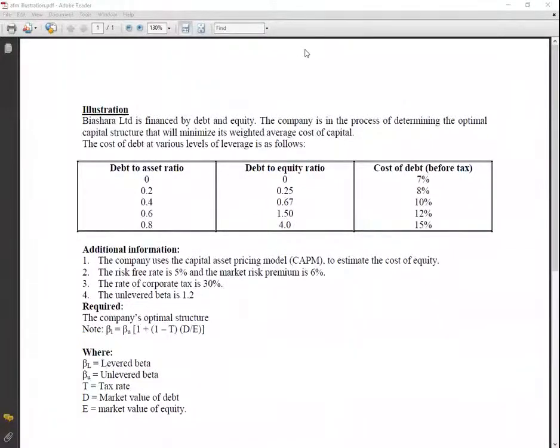And then, ladies and gentlemen, they want us to do something very easy. They want us to give them the company's optimal capital structure.